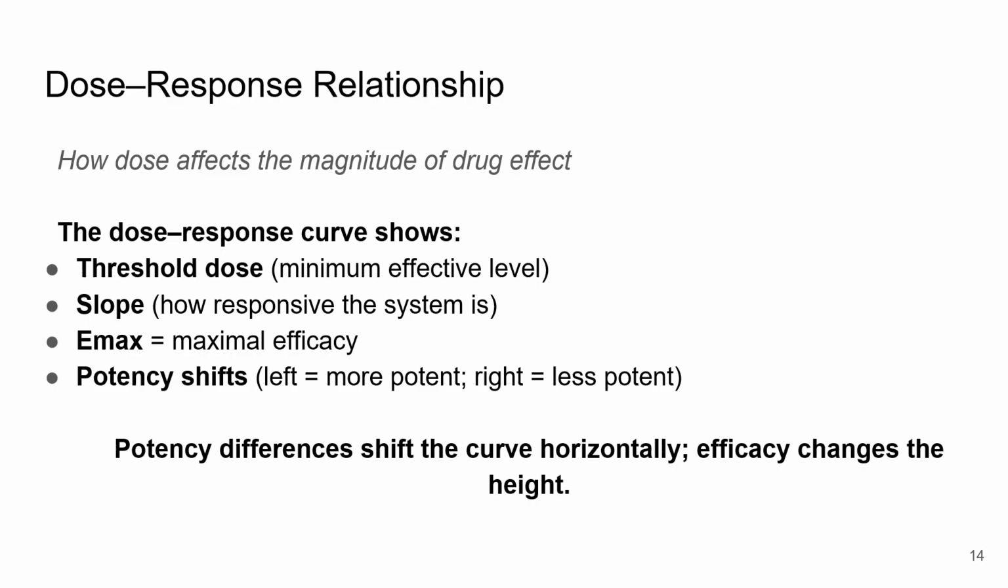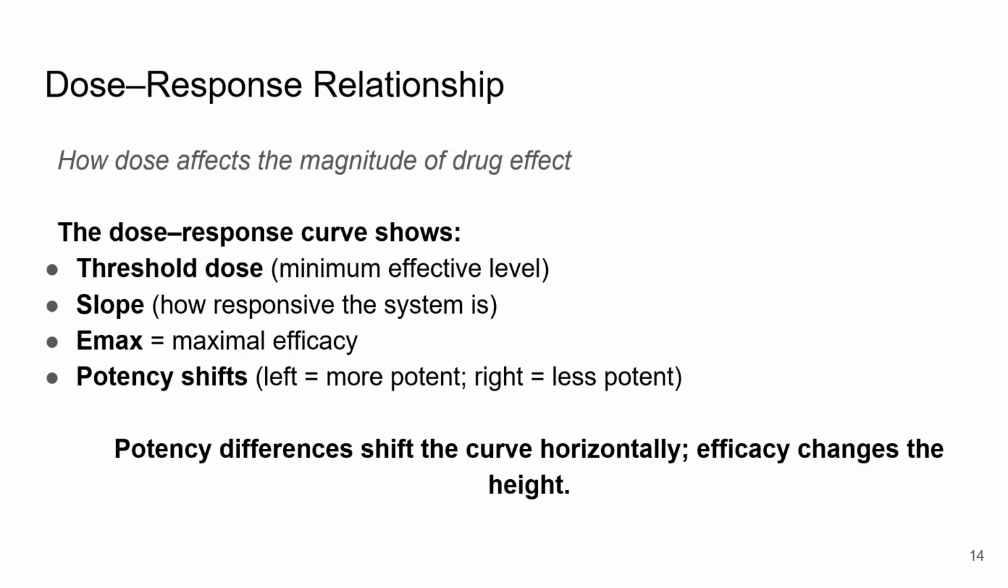The next is slope of the curve, which reflects how responsive the system is to changes in the dose. So a steep slope on the picture on the next slide means that small dose changes cause large changes in effect, which can increase the risk for side effects. So that's a steep slope. And the opposite would be true if it was more of a gradual slope. It would be larger dose changes needed to see larger changes in the effect.